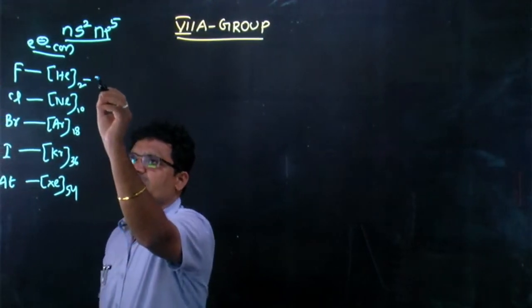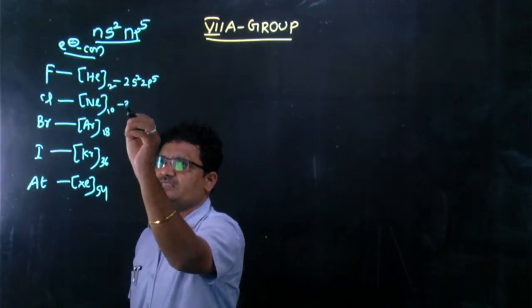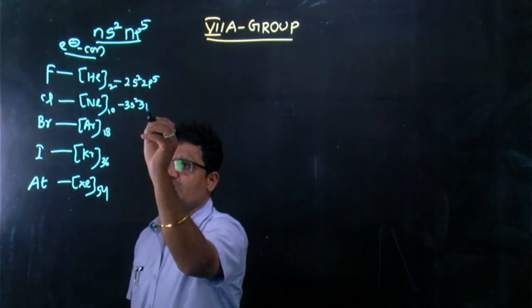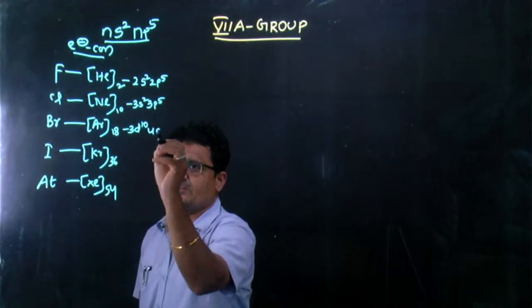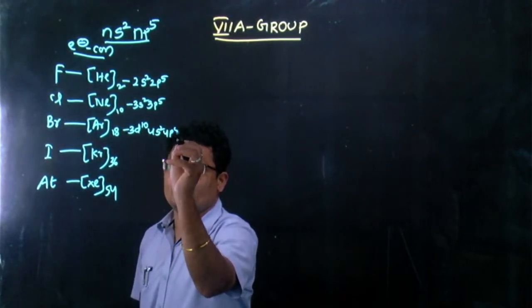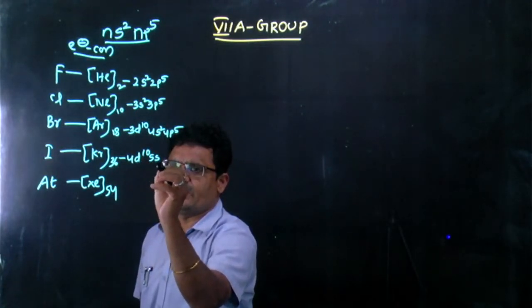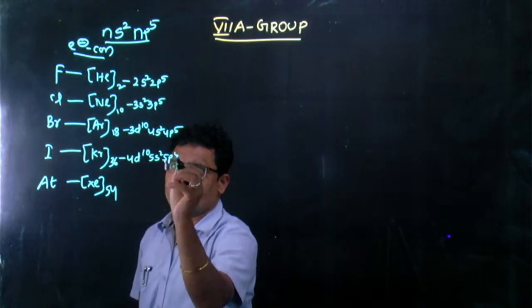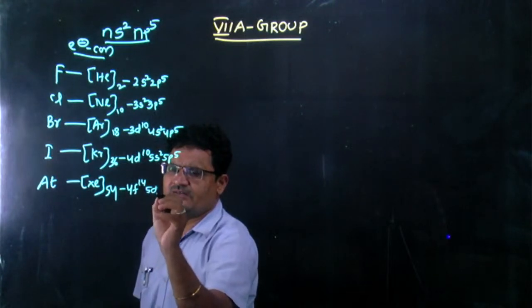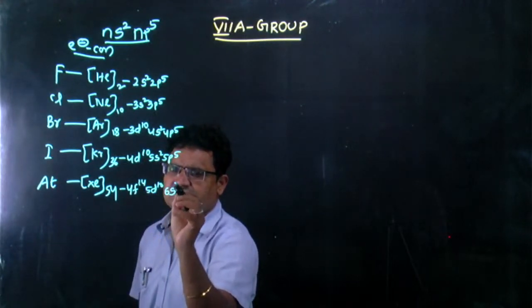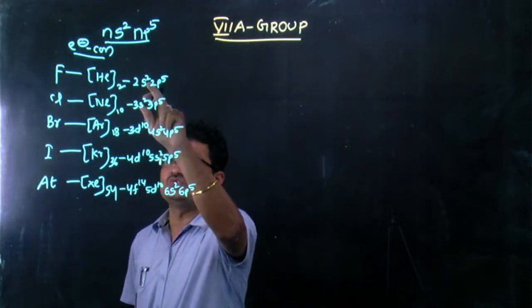Its electronic configuration is 2s2, 2p5. This one is 3s2, 3p5, 3d10, 4s2, 4p5. This is 4d10, 5s2, 5p5. This is 4f14, 5d10, 6s2, 6p5.